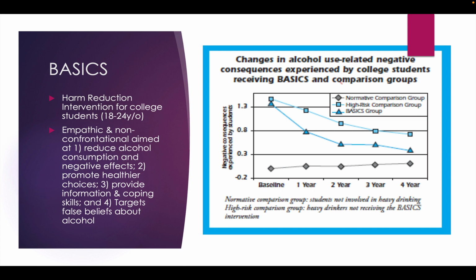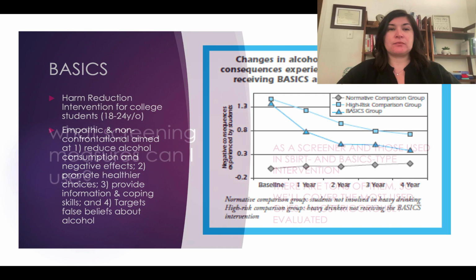And then we have the high-risk comparison group with the blue square, who started out with the same alcohol use related negative consequences, but did not participate in the BASICS intervention. We do see that over the years, they both reduced in their negative consequences. However, those who participated in the BASICS intervention actually reduced quicker and far more.